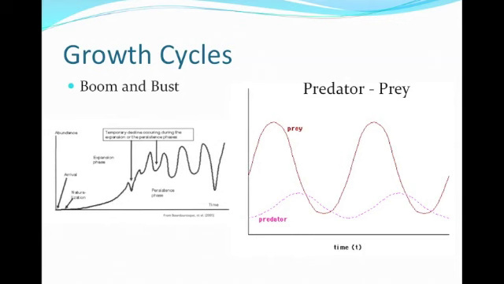So basically, the predator growth cycle follows the prey's growth cycle because they rely on each other for their population size, keeping each other in check and keeping each other covered for resources.